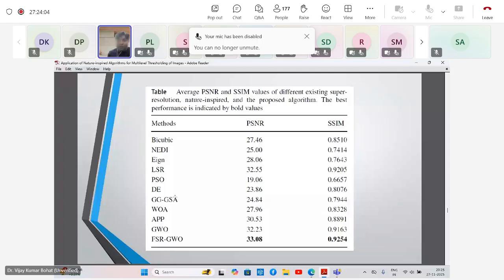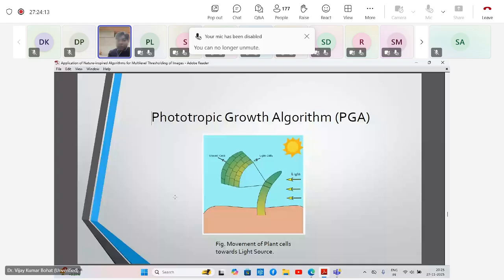One in multi-level thresholding of images, plus one in facial image super resolution. Now next is the phototropic growth algorithm. This optimization algorithm has been proposed by me in 2025. I think the paper was published in Knowledge-Based Systems in May 2025. It's a very prestigious, reputed journal of Elsevier, and the paper took more than 1.5 years in the communication phase, and finally it was published this year only.